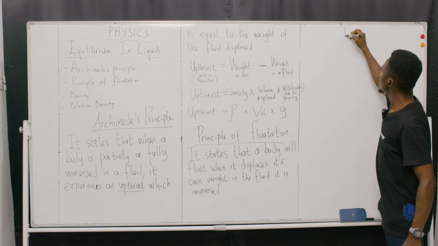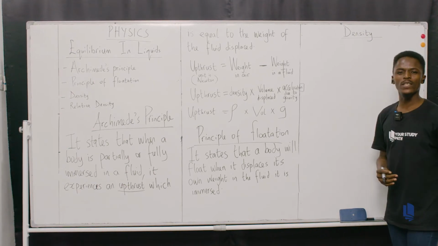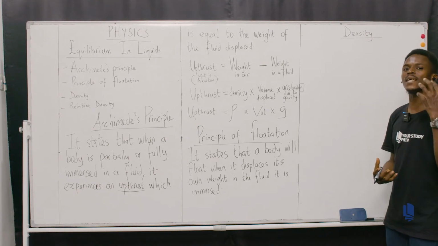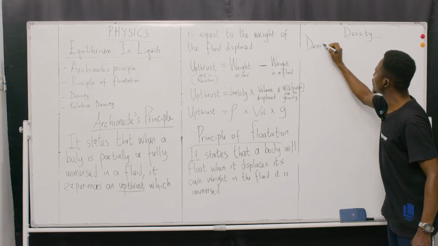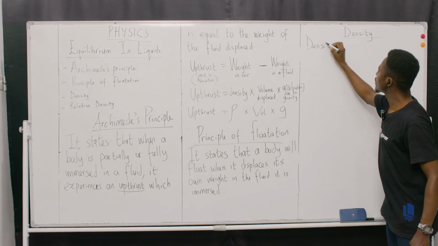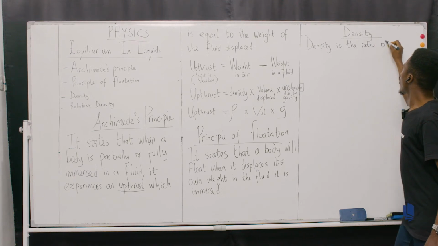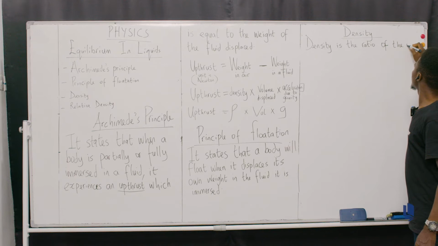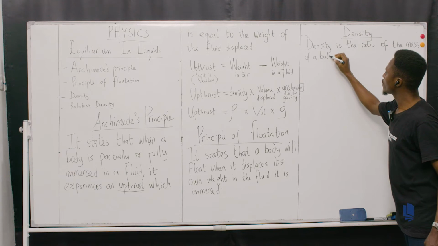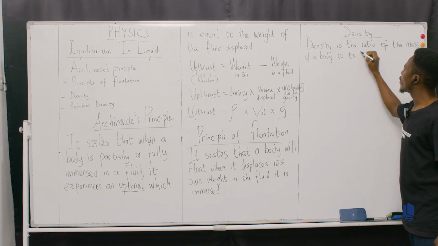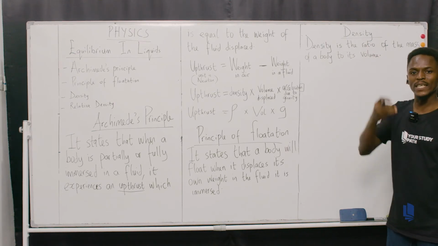Density. How do we calculate density? It is first for us to understand the definition of density. We said that density is the ratio of the mass of a body to its volume. The ratio of the mass of a body to its volume.